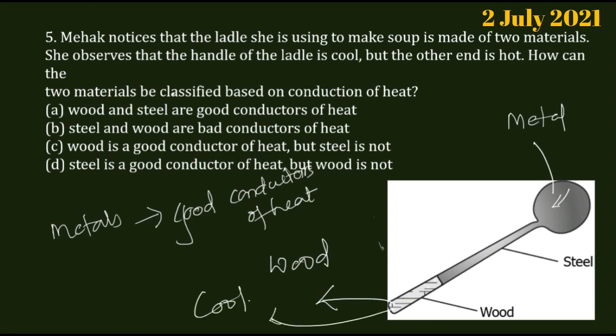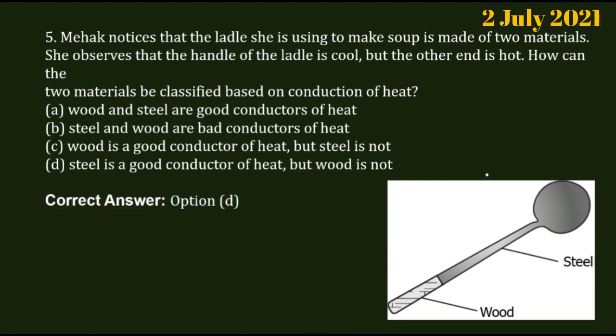So tell me, two materials can be classified based on the conduction of heat. Wood and steel are good conductors of heat. Wrong. Steel and wood are bad conductors of heat. Both are wrong. Wood is a good conductor of heat, but steel is not. Wrong. Steel is a good conductor of heat, but wood is not. This is the right answer. So you have to read it properly between the words. This sentence would have gone here, so some typing mistake. So the answer should be D.